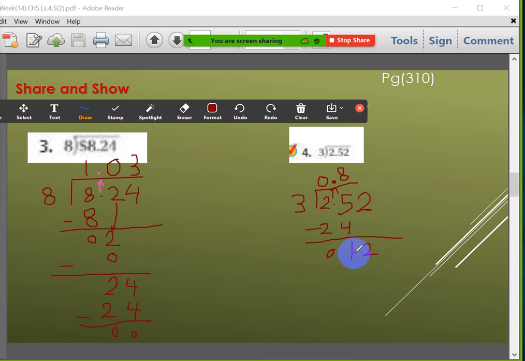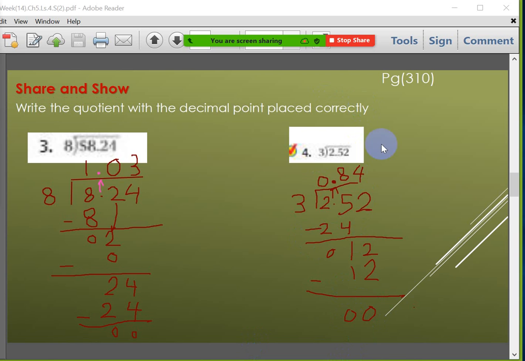Now 12 divided 3 equals what? What is the number that I will multiply it by 3? The answer will be 12. It's 4. So 4 multiplied 3 equals 12. Then I will subtract. The remainder will be 0. So the quotient will be 0.84. We will stop here, girls.